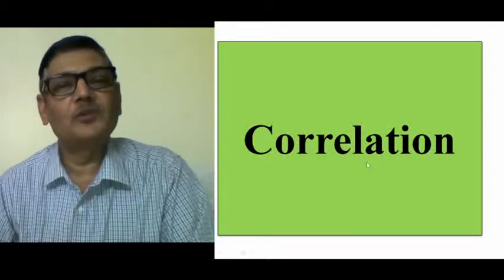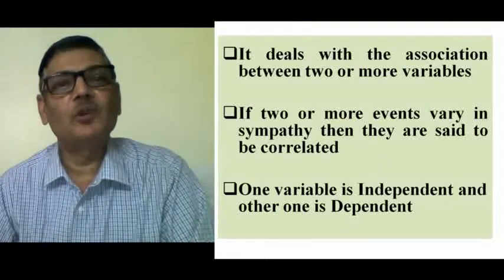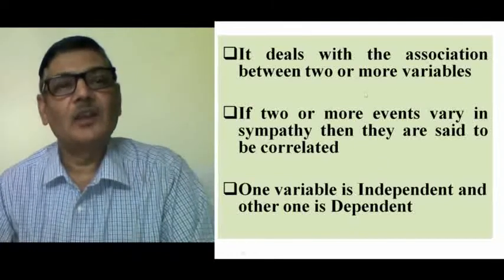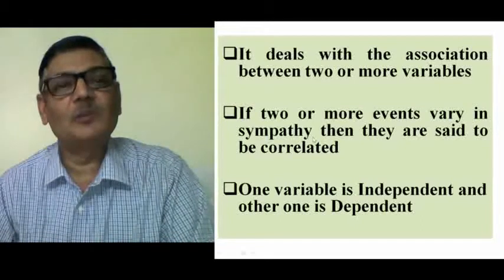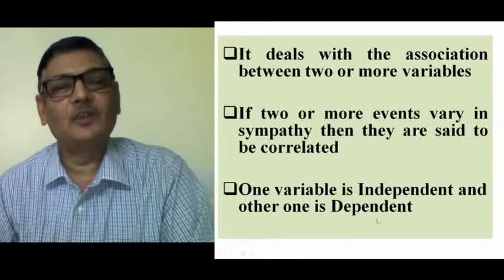Correlation is one of the most useful statistical analyses to see the relationship between two simultaneously occurring events. It deals with the association between two or more variables. If two or more events vary in sympathy, then they are said to be correlated. One of the variables is considered to be independent and the other one dependent. We are able to judge which variable is independent and which one shows dependency.